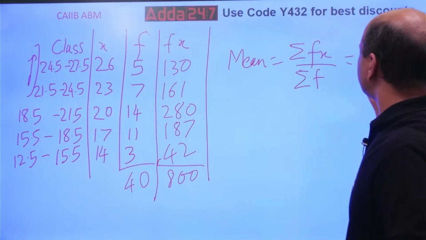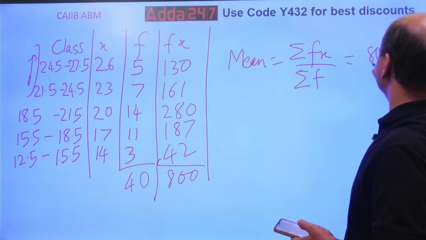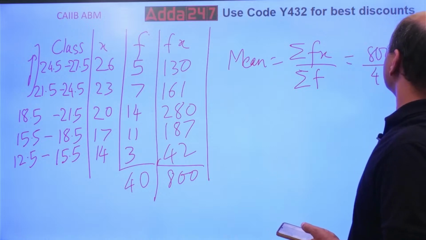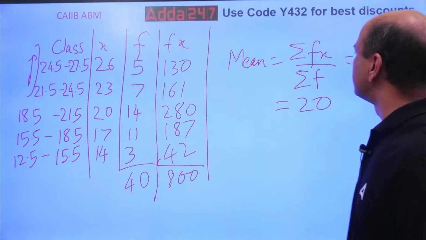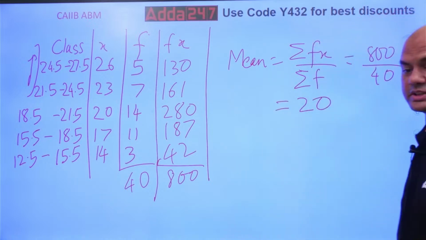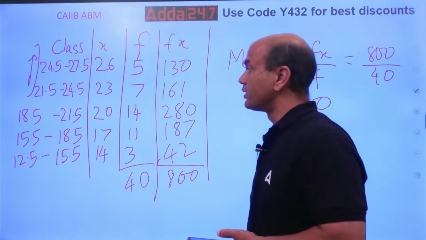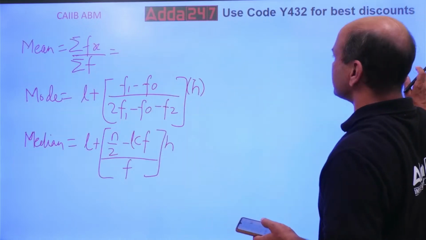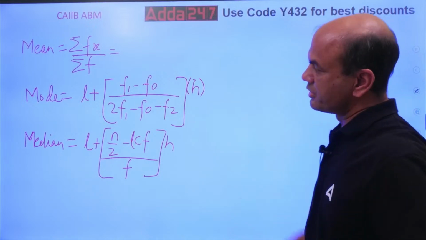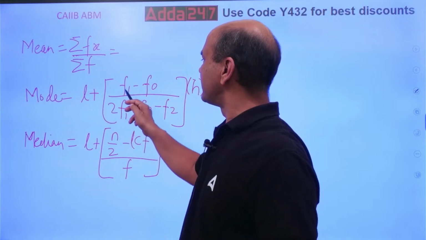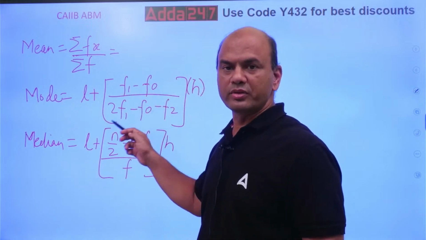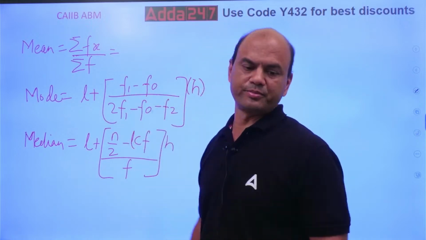So that is equal to 800 upon 40. 20 is the mean, right? So this is the mean. Now next is what? Mean was asked, then next was mode. See here, the mode formula is L plus F1 minus F0 upon 2F1 minus F0 minus F2.